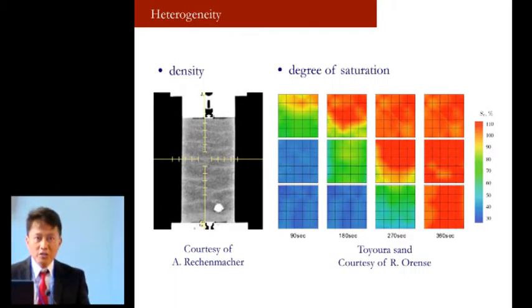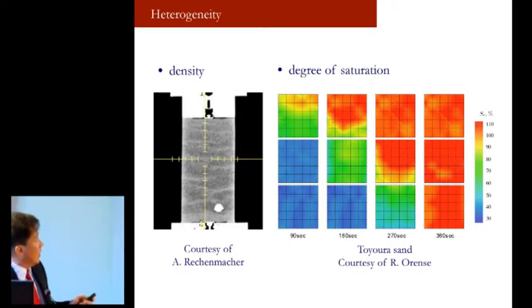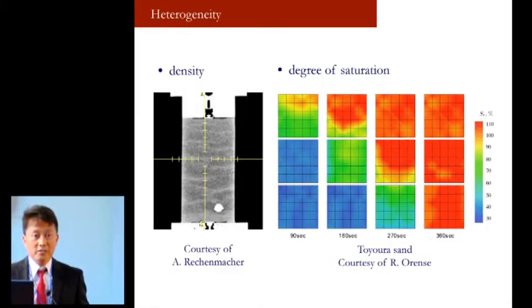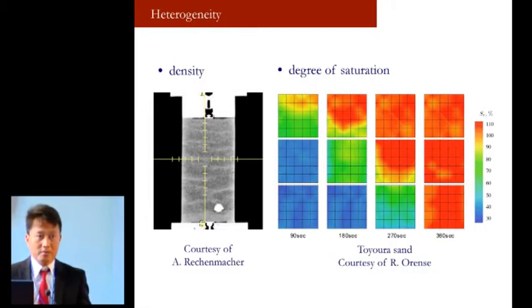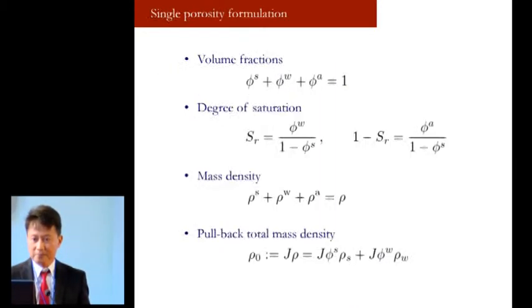Now, degree of saturation can also be quantified spatially in a non-invasive way. For example, this is the degree of saturation. Red implies close to 100% saturation, and then blue is close to 0% saturation or almost perfectly dry. All of this motivates the spirit of quantifying heterogeneity for purposes of bifurcation analysis eventually.